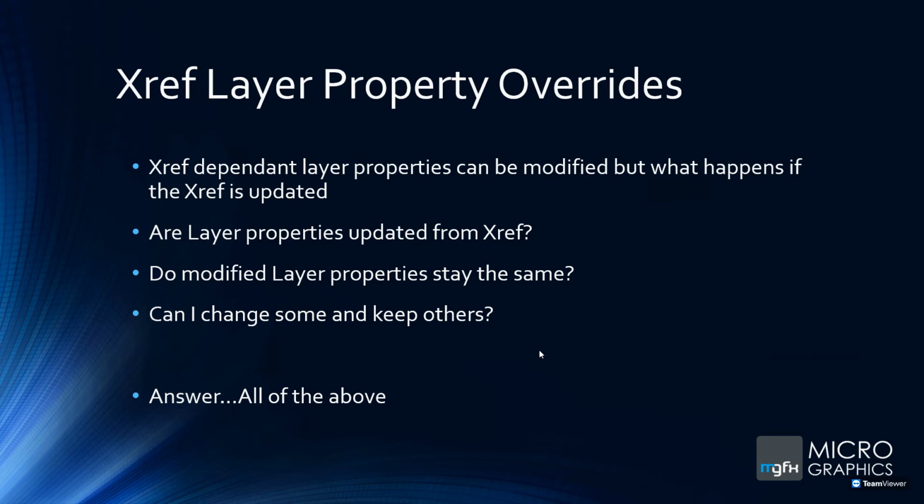So whatever modifications you did, gets disregarded. Do my modifications stay the same? Can I disregard anything that he's doing or she's doing because I don't want to see their colors and their line types and all of that? I just want to see what I've modified. Or can I change some and keep others? Basically, the answer is all of the above.